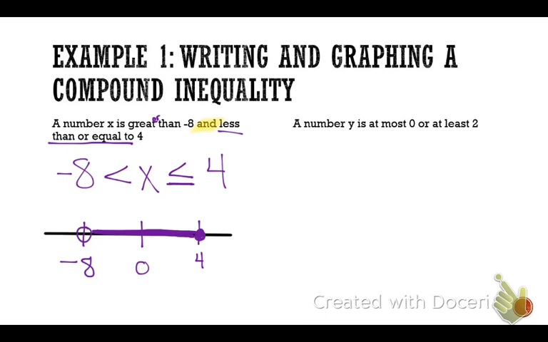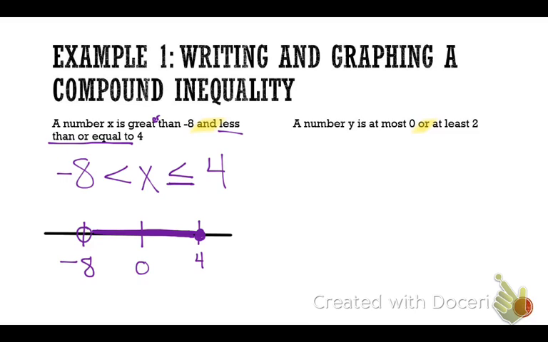Now, let's look at the next one. A number y is at most 0 or at least 2. So now, again, I'm looking for a key word here. This word or here is not a part of saying greater than or equal to, or less than or equal to. This is an or. This is an option. This could be either. So an or statement could be one or the other. It does not have to be both.